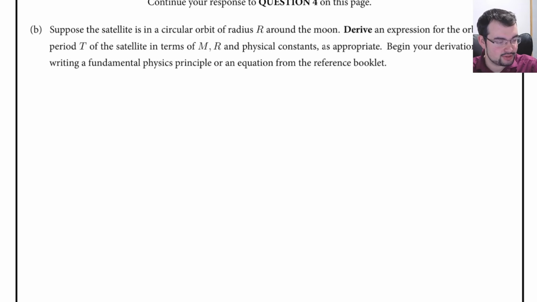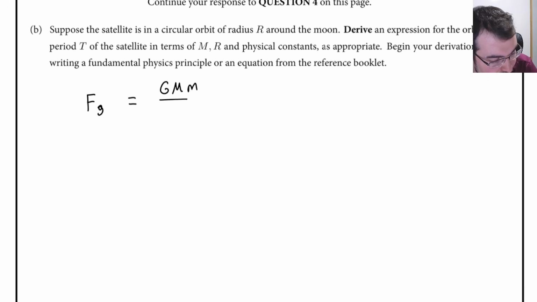Suppose the satellite is in circular orbit of radius r, derive an expression for the period. So this is basically, can you prove Kepler's third law? So what's going to be helpful here? Well, we know one thing that's going to be helpful is the force on our satellite is going to be GMm divided by r squared.